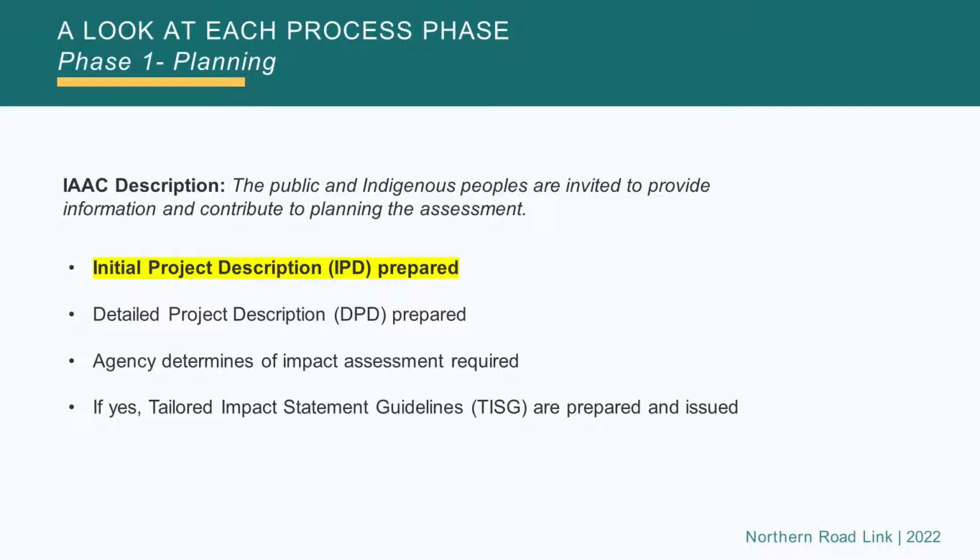The first one, which we do a deep dive on today, is the initial project description, which is first prepared by the proponent. That's followed by a phase known as the detailed project description. That's another deliverable prepared by the proponent directly. Then, after that, the agency determines if an impact assessment is required.